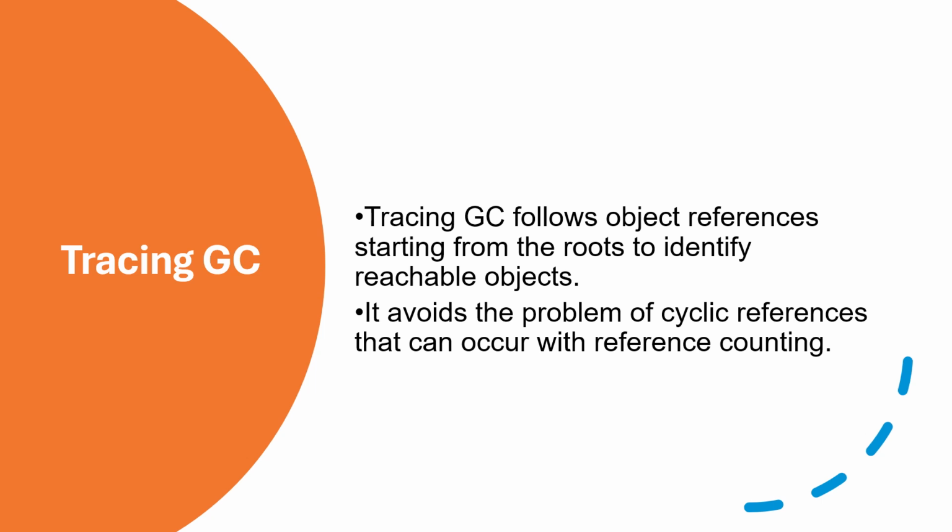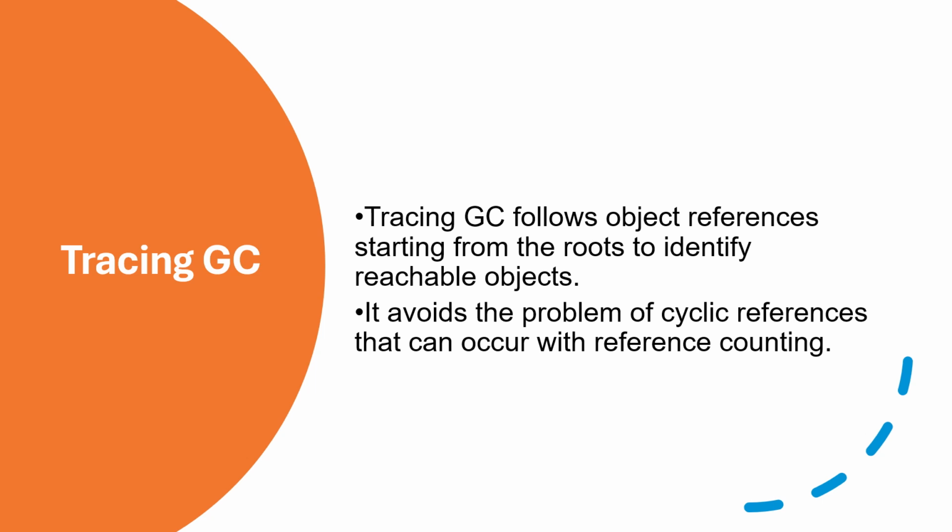So, how does a tracing GC work? It uses a process called mark and sweep. First, it marks all objects that can still be reached from a set of root objects. Then, it goes through memory and removes the objects that were not marked, which means they are unreachable.